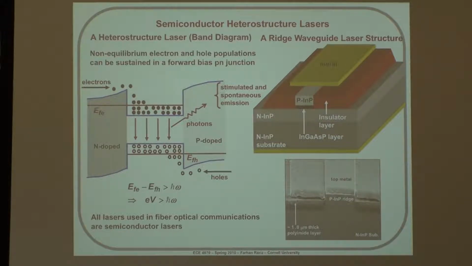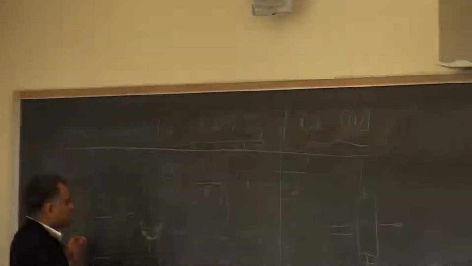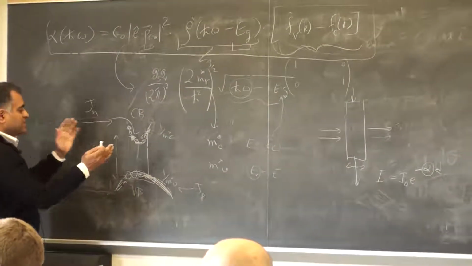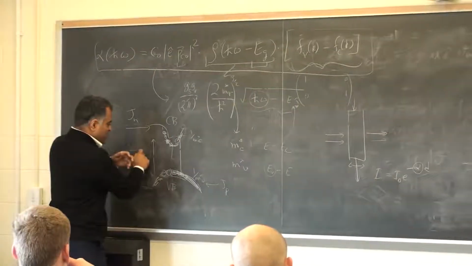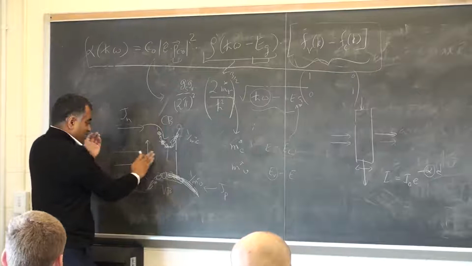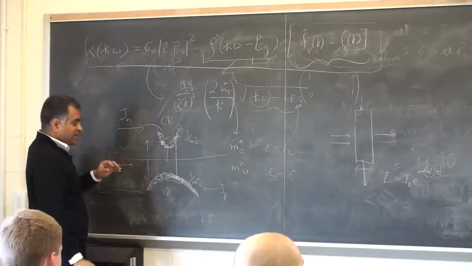If I have two bands, well, here I have two bands, a conduction band and the valence band. When my system is in equilibrium, there's only one Fermi level, and that Fermi level may change in space. If it's in equilibrium, then the Fermi level is not going to change in space either.